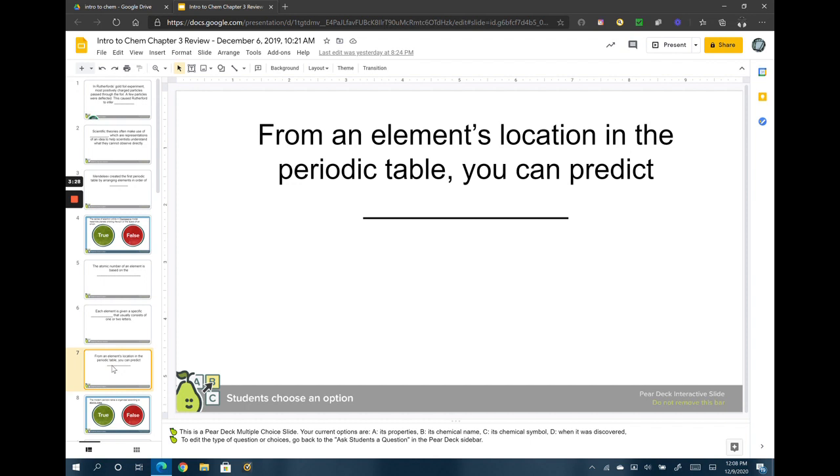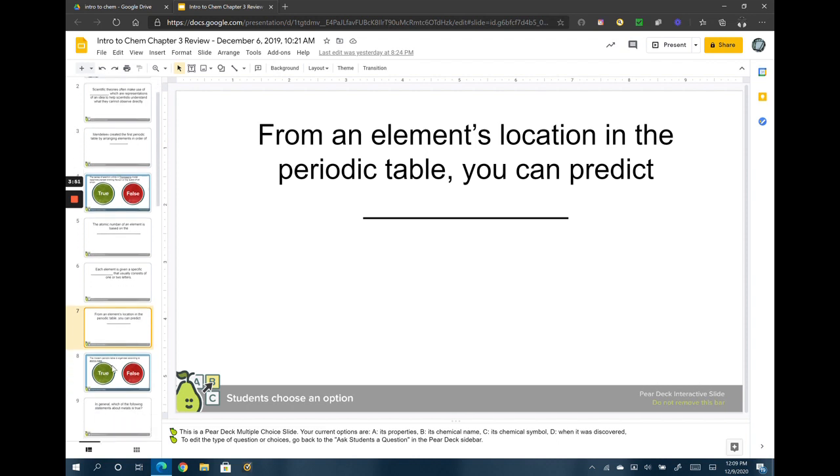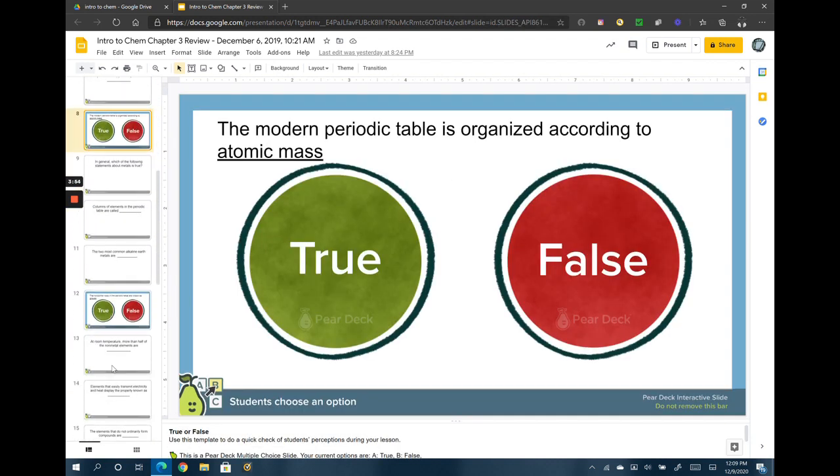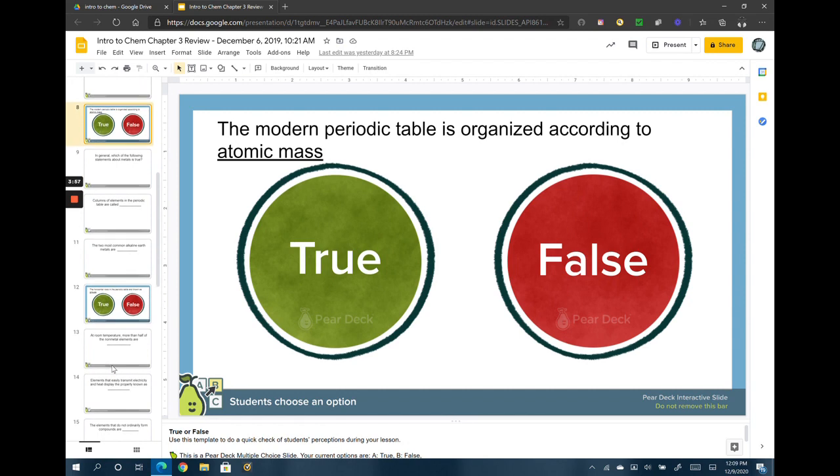From an element's location in the periodic table, you can predict its properties, its chemical name, its chemical symbol, or when it was discovered. The correct answer is its properties, choice A. You can sort of know what its properties are, how it might react with other things based on where it is located in the periodic table. The modern periodic table is organized according to atomic mass, and we just mentioned this a few moments ago. So the modern periodic table is not according to atomic mass, it is based on atomic number.